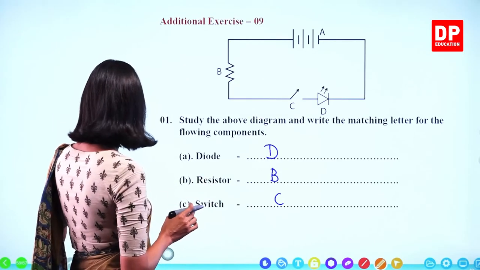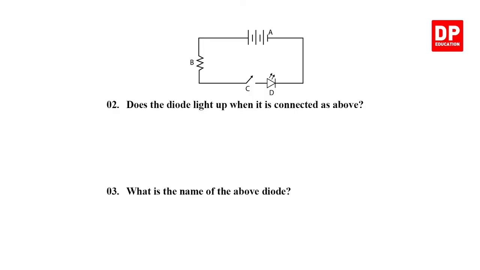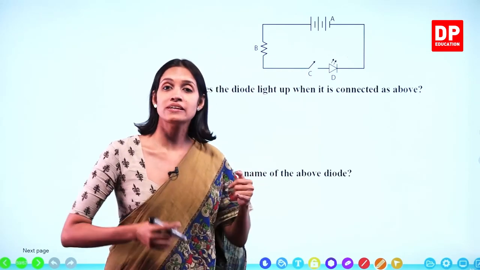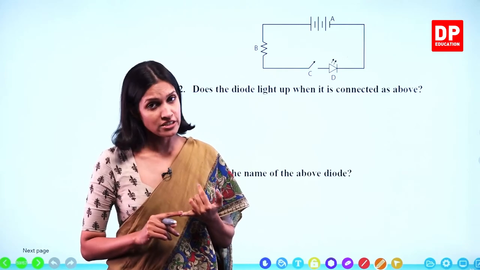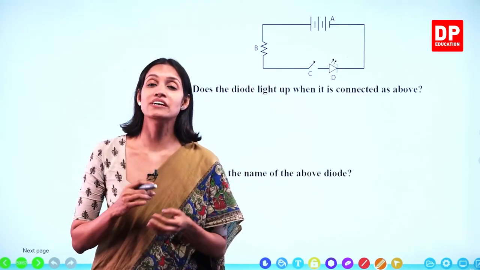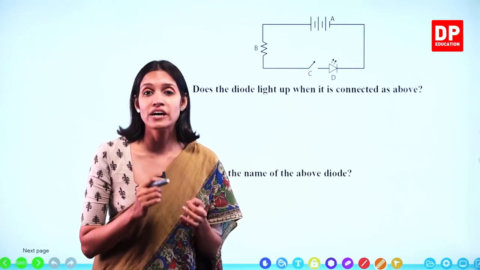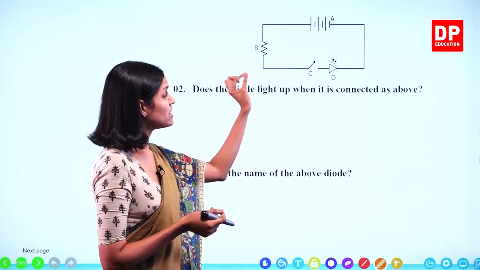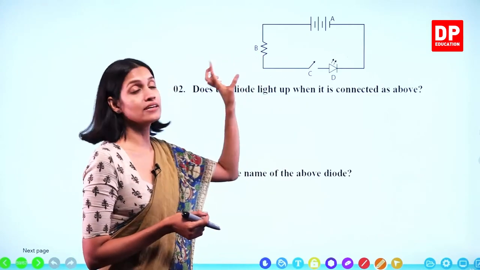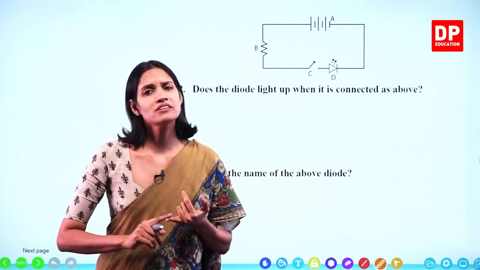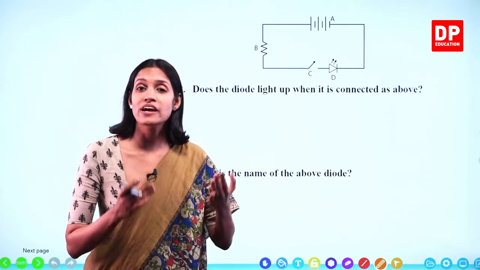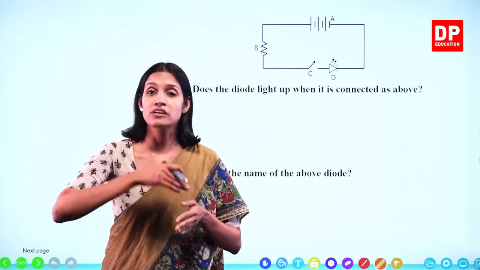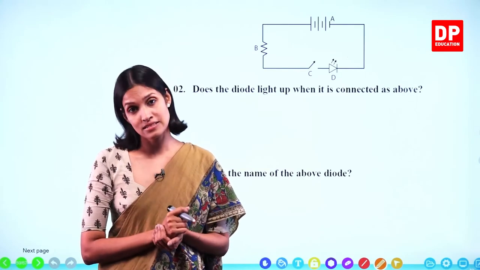Okay, children. Next one. Does the diode light up when it is connected as above? Now, what is the specialty of a diode, children? LED, light emitting diode, or rectifying diode, all the diodes. When we connect a diode to a circuit, remember, through a diode, electricity passes only in one direction. Therefore, we have to connect the diode correctly to make the circuit work. Understand? How to connect the diode correctly, children? When it comes to the diode, there is a positive and a negative terminal. So the positive terminal of the diode should be connected to the positive terminal of the external electricity supply.